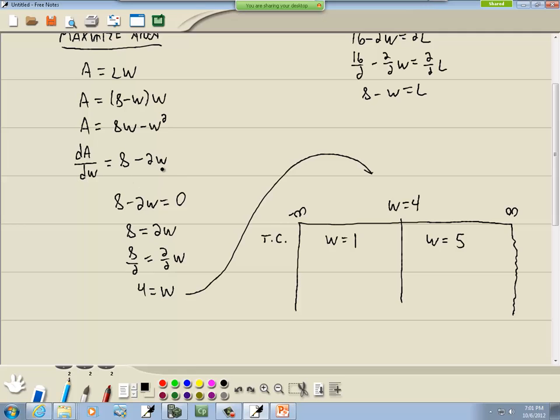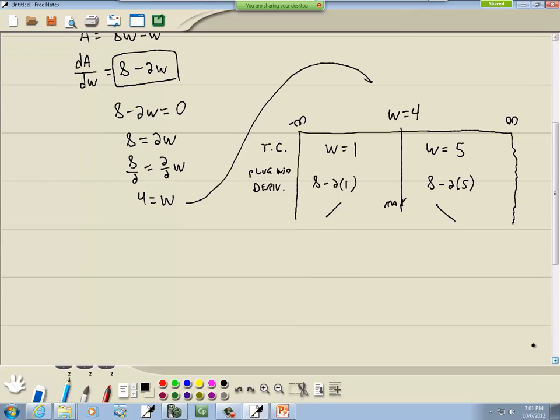Now we want to plug those into our derivative and see what the sign is. So plug into the derivative. So we're going to have 8 minus 2 times 1, and we'll have 8 minus 2 times 5. 2 times 1 is 2, 8 minus 2 is positive, so this is increasing. 2 times 5 is 10, 8 minus 10 is negative, so this is decreasing. So it's increasing and changes to decreasing. So this is indeed a max. Now we're just verifying that. So our max occurs at W is equal to 4.